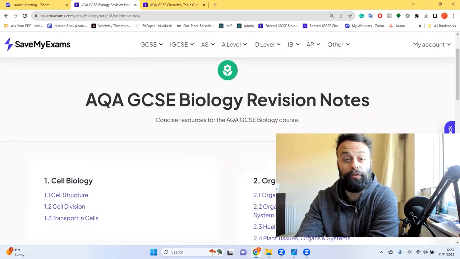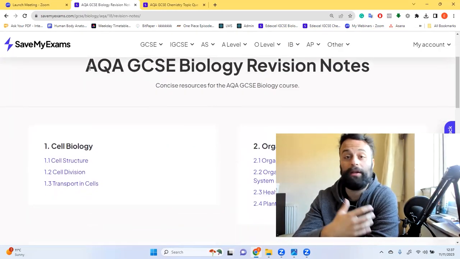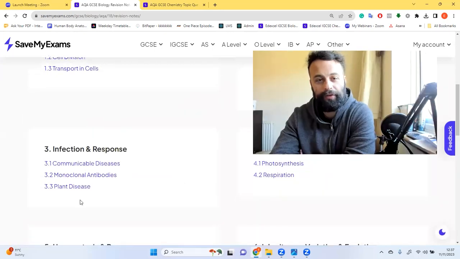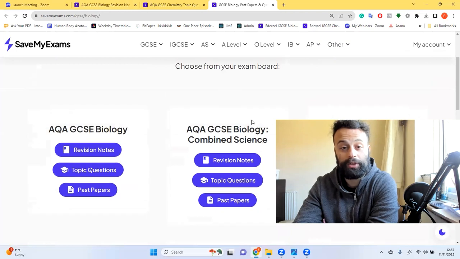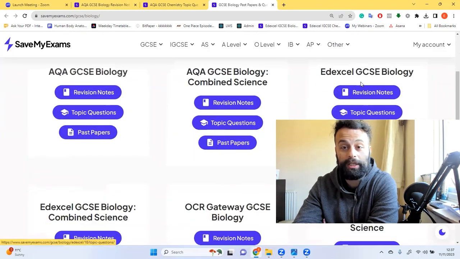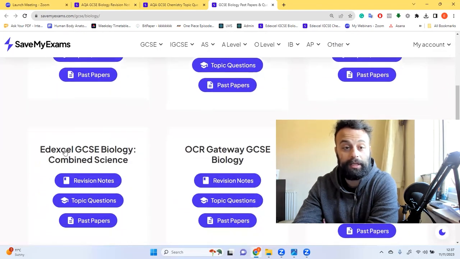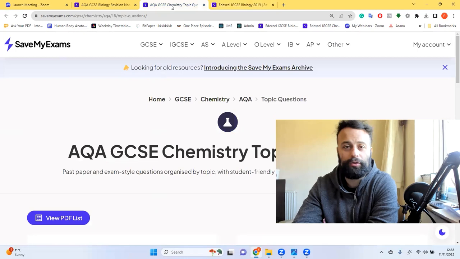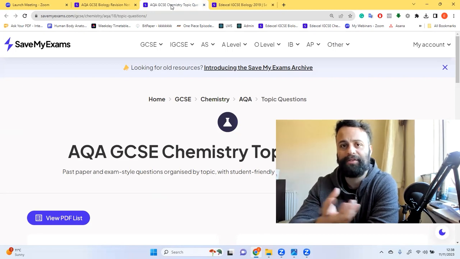So firstly, I'm going to go through their revision notes. I just randomly chose the AQA. You've got it split by topics over there. One thing I have noticed, which I just double checked now, they've got the AQA combined science, the AQA GCSE biology, Edexcel GCSE biology, and Edexcel combined science. I don't really see single science here, but the majority of students are maybe going to be doing standard or combined. It's nice to see that they have split it up.